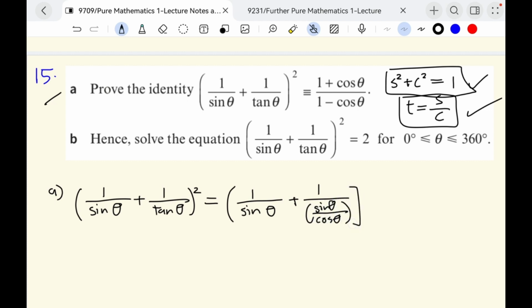And then let the cos be the numerator. Like this.